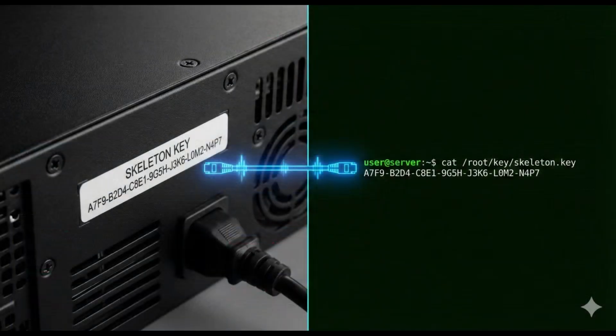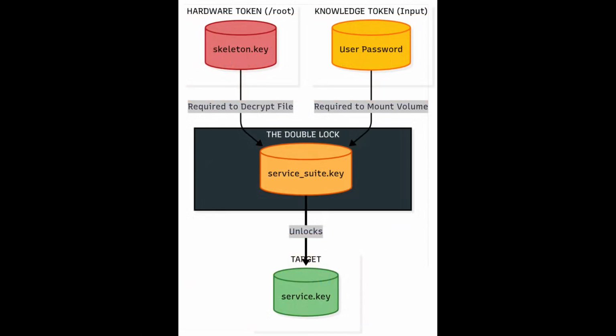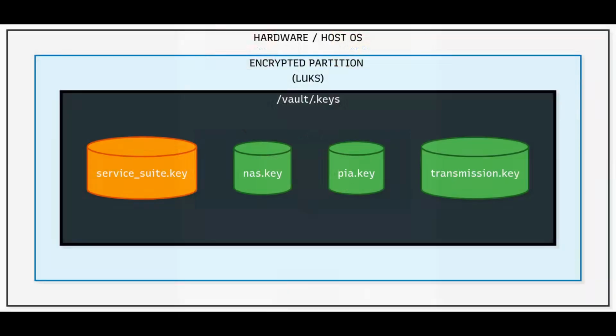The password printed on the top of your device is stored internally as a skeleton.key file. This file decrypts the service suite key. The service suite key is only accessible once the vault has been decrypted. Therefore, the vault password is the most important password on the device. When a home server is fully set up, we would expect to find these keys in the vault.